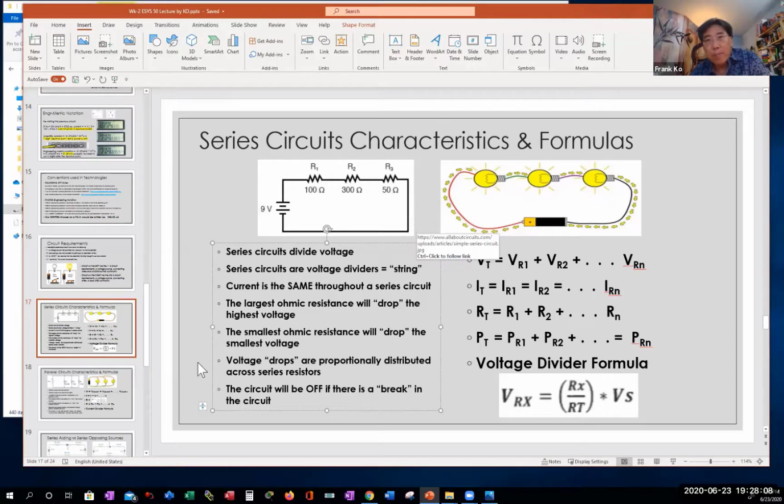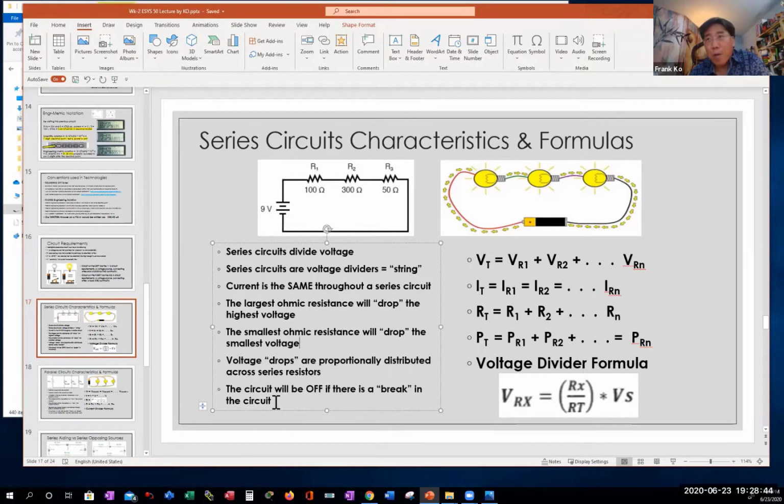The next bullet point, very important. Voltage drops are proportionally distributed across series resistors. The voltages that we measure across these resistors are going to be divided proportionally. So that 9 volts is going to be divided. A chunk of it will be across R1, a chunk of it will be across R2, a chunk of it will be across R3. The biggest chunk will be across R2 because it has the biggest ohms. The smallest chunk of the 9 volts will be across R3 because it has the least amount of ohms. We'll show you these in numbers in a little bit.